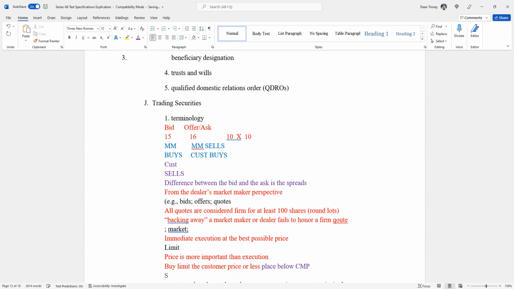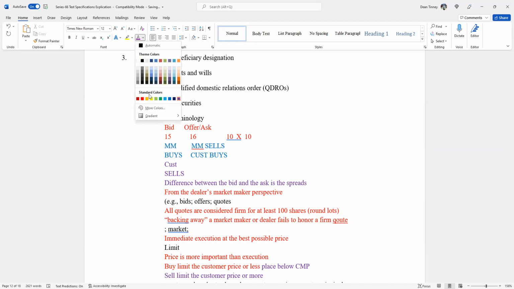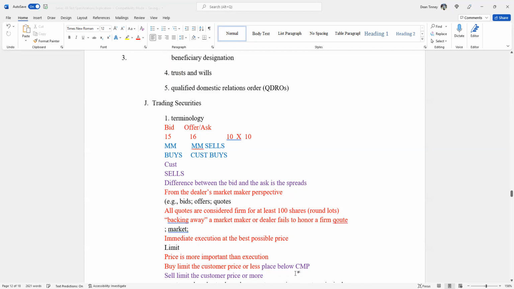And then we also have sell limits. Again, the same thing, the customer's price in this case or more. The settlement is the customer's price or more, and that would be placed above the current market price.